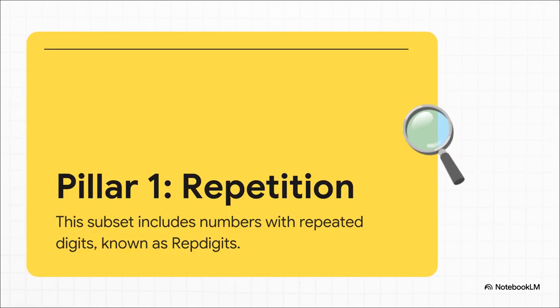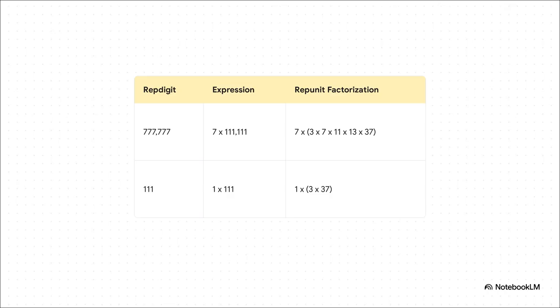Okay, let's start with the most intuitive one, repetition. This is all about numbers with repeated digits, like 44 or 555 or 8888. In number theory, there's a name for these. They're called repdigits.